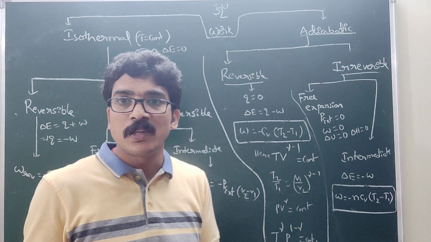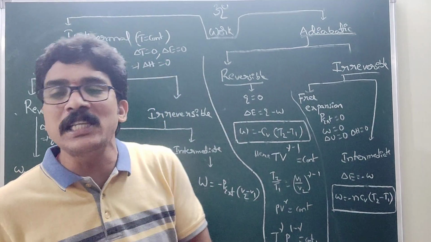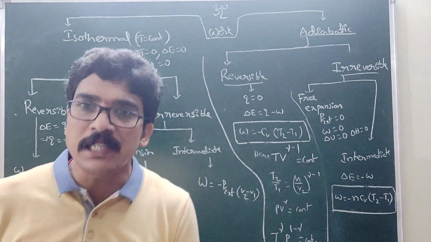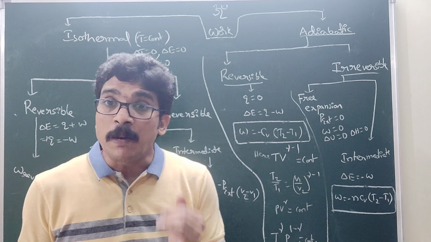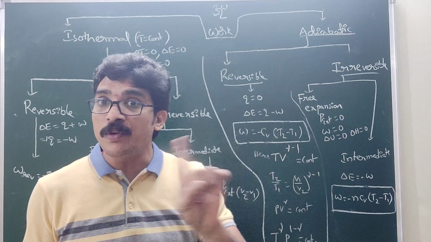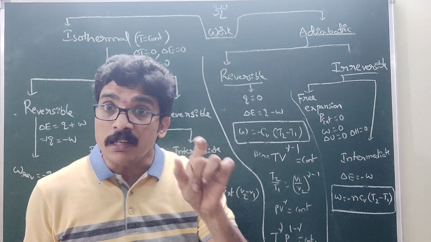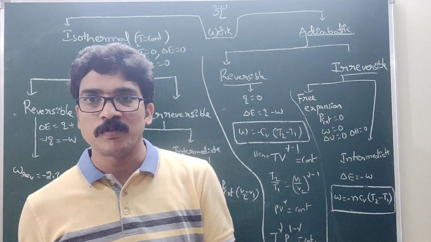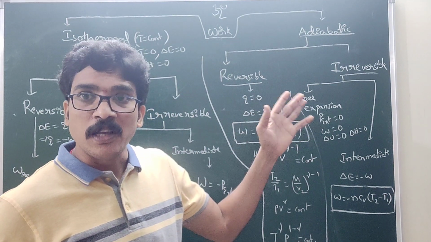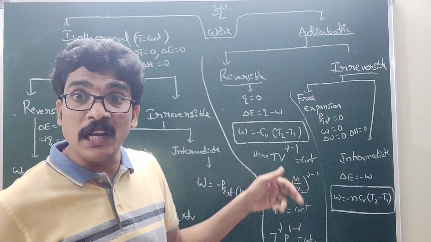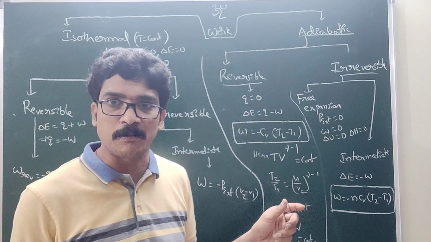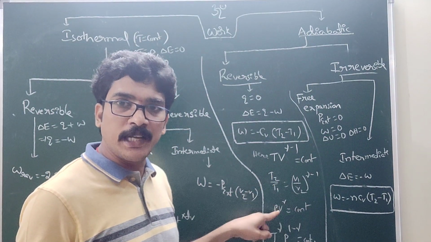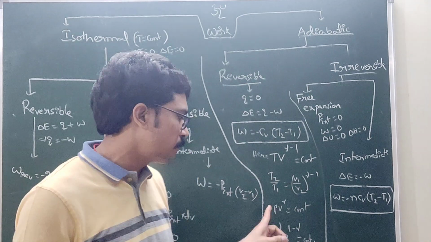Delta E is equal to how much? nCv into T2 minus T1. For 1 mole of a gas, n value is 1. Cv into T2 minus T1. But if the process is reversible, the T2 value is not given directly. That can be calculated by using either pressure or volume. In a reversible process, the T and V relation can be derived by integration. Then we got the final relation TV power gamma minus 1 is equal to constant. Then T2 by T1 is equal to V1 by V2 whole power gamma minus 1.